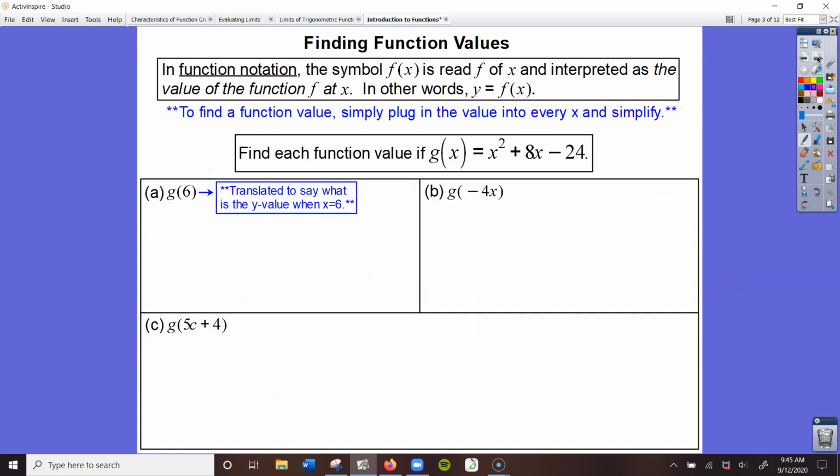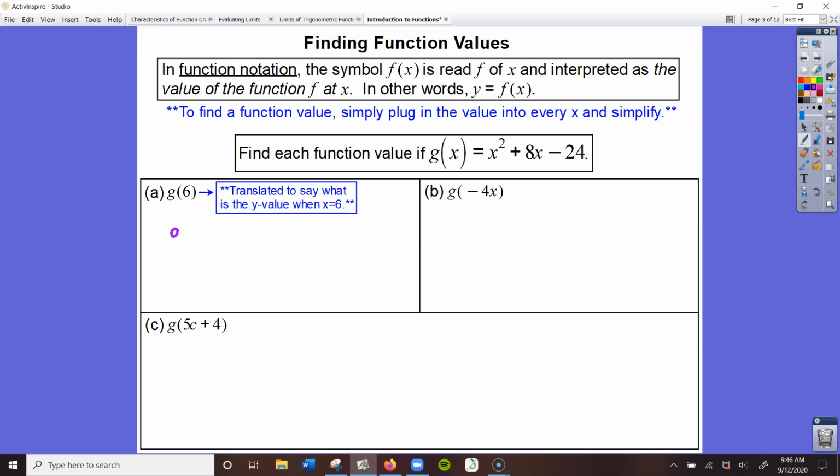We're going to continue now with finding function values. Now in this class we use exclusively function notation, which is where we use f of x instead of y, or g of x or h of x, whatever letter of x. That represents the y value. So if I wanted to find g of 6 in this example, this means that we're looking for the y value when x is equal to 6.